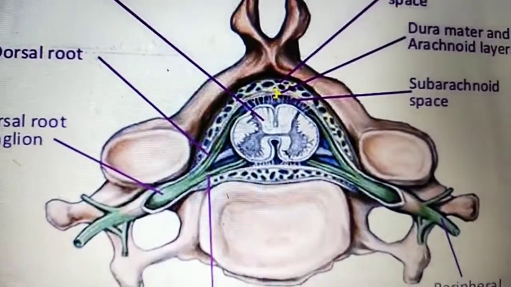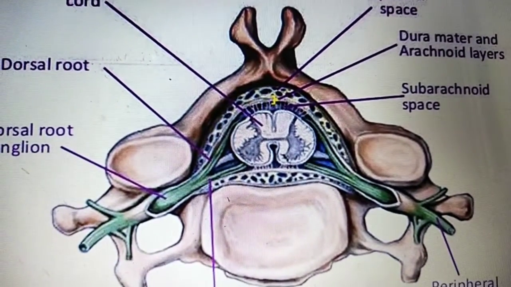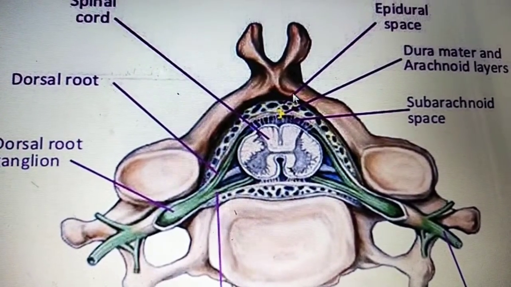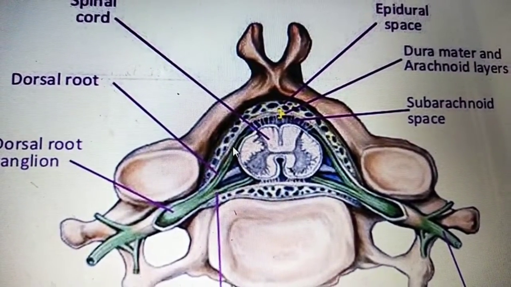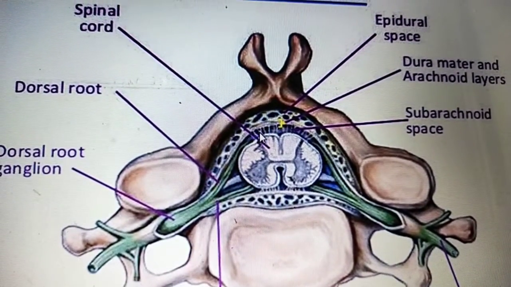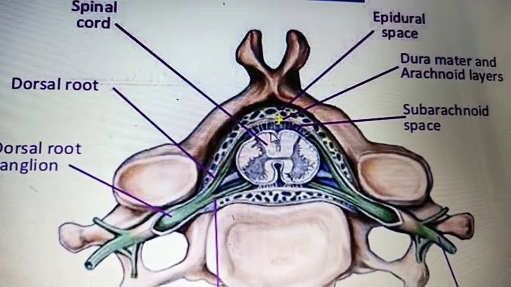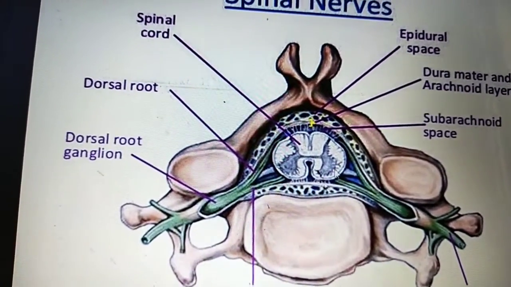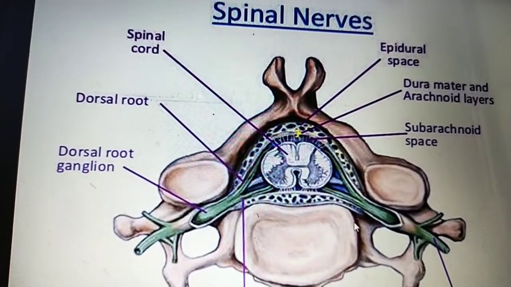Like this, you can see here in this picture clearly. These are arteries or veins you are seeing. This is the epidural space. This is the dura mater. This is the arachnoid mater. This is the subarachnoid space, and this is the pia mater. Like that it is present in the spinal canal.